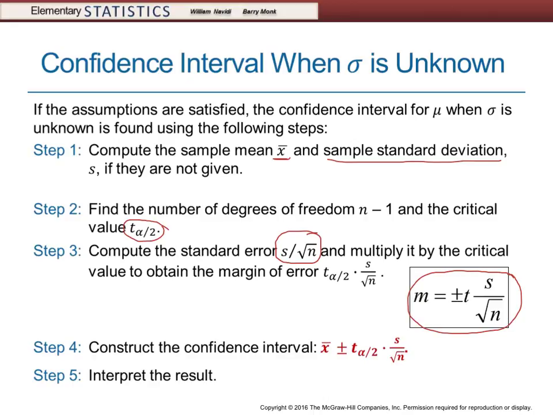So then we construct the confidence interval. It's the point estimate, x bar, plus or minus the margin of error. Then we interpret the results.